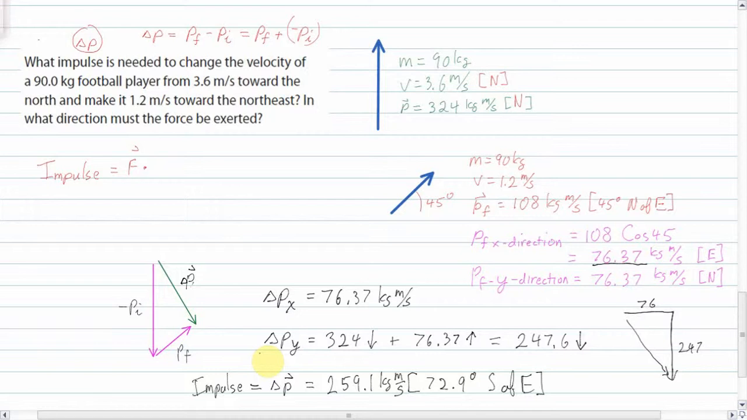And then in what direction must the force be exerted? Well, this disappeared, I don't know why. That's the change in momentum. So impulse is the change in momentum. The direction of the force is the same direction. It's a vector equation, so the direction of the momentum is the same as the direction of the impulse, so it's the same answer, 72.9 degrees. We can't calculate the magnitude of the force because we don't know how many seconds it took for that tackle to occur.